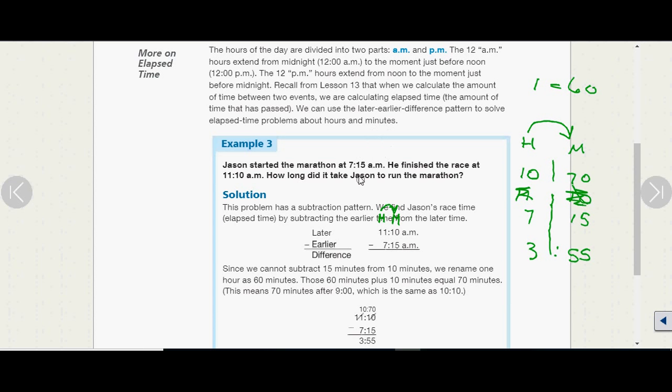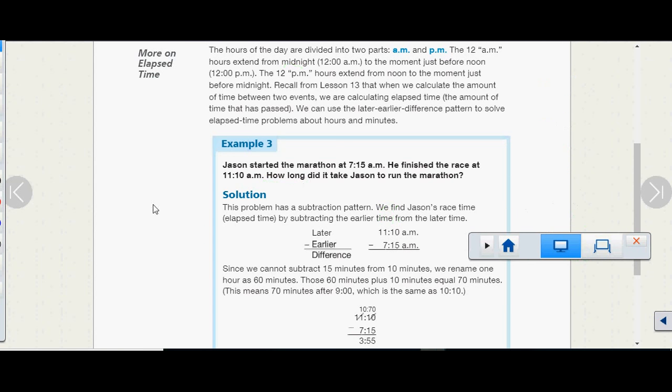AM, right? 12 AM is midnight to the moment right before noon. That's AM. And then PM is from noon to the moment right before midnight. So am I in the AM or the PM? Well, in this case, we don't have to worry about that because it's just a how long problem. But let's see if we need it for the next problem.